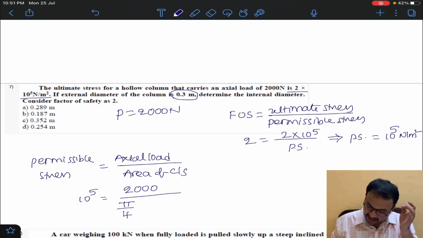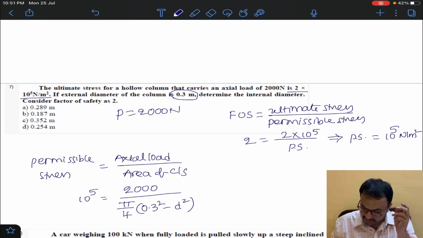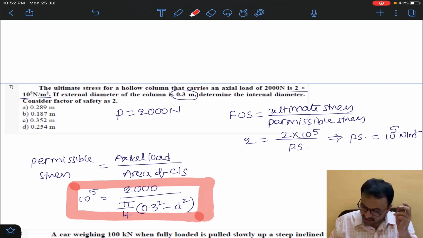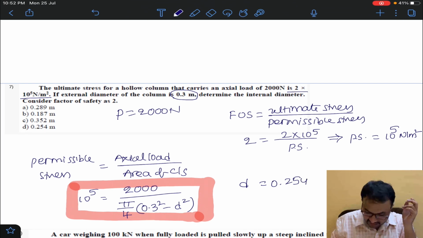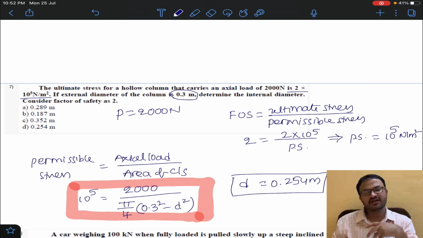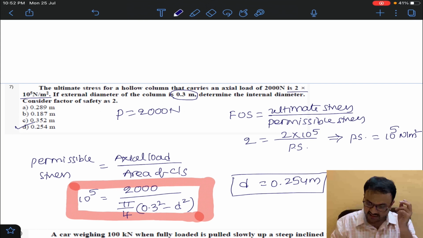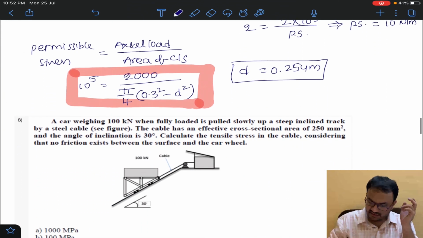Okay. And the area of cross section, external diameter is 0.3 square. Internal diameter, I am assuming it is a small d, small d square. If you solve this equation, you will get small d as 0.254 meter. You can solve this with a calculator. So 0.254 meter. It is option D. For the 7th question, the answer is D. Clear? We will go to the next question.